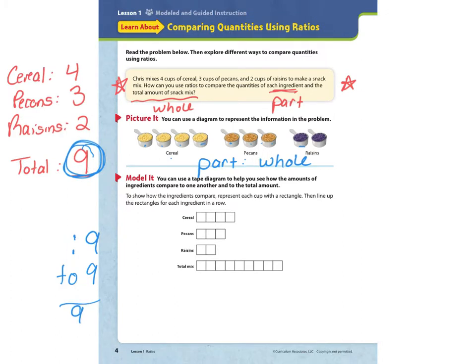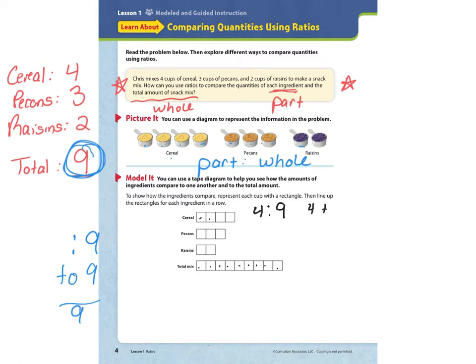Okay, so we also have that total here. It'll be 1, 2, 3, 4, 5, 6, 7, 8, 9. So they would know, how can we compare each of them part to whole? Well, cereal, we know there's 1, 2, 3, 4. So my ratio part to whole is going to be 4 to 9.